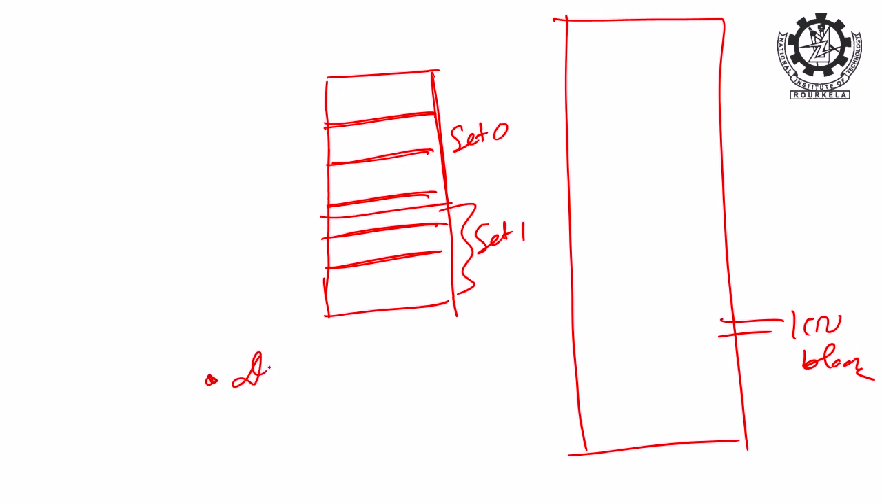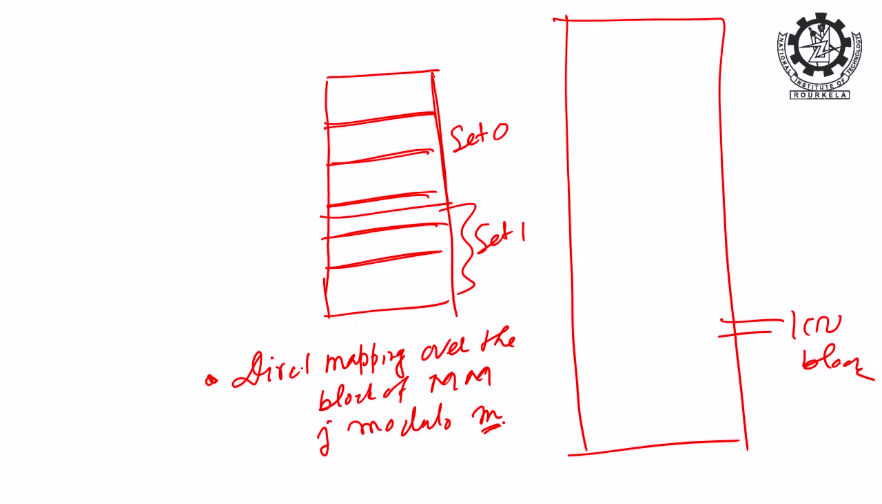Now, we apply direct mapping over the blocks of main memory, but earlier we were using j modulo m, where m is the size of the cache line. Instead of m, we will see how many sets there are. So, instead of m, we will use j modulo s, where s is the number of sets. Once we identify the set, either set 0 or set 1, within a set we apply associative mapping. That means within a set we can keep the block anywhere. First we apply direct mapping using sets over main memory blocks, and once the set is identified, we apply associative mapping. That block can be placed anywhere within the set. So, that is why it is called set associative mapping.